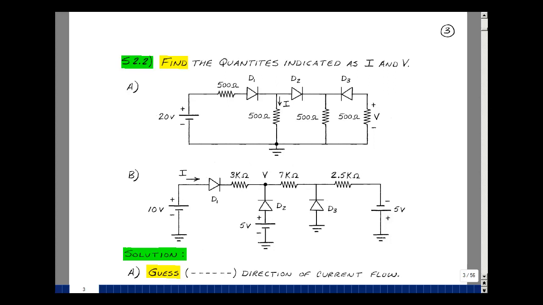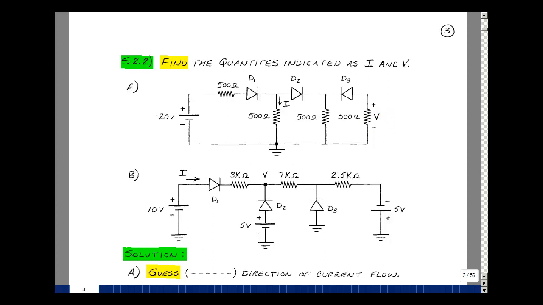This lesson deals with Supplemental Problem 2.2. You can find this problem in the ECE302 ebook in the Chapter 2 Supplemental Problem starting on page 3. We have two problems. The first one has 3 ideal diodes, 4 resistors, and a battery. Can you find the current I and the voltage V?